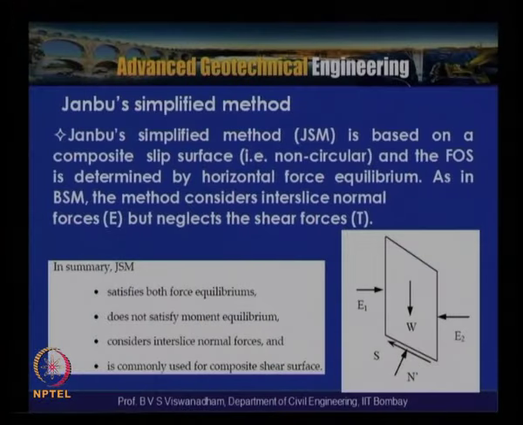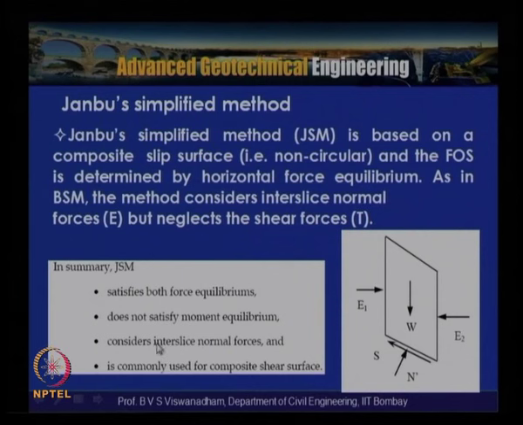And further, we also discussed the Janbu simplified method. The Janbu simplified method is based on a complete slip surface, and the factor of safety is determined by the horizontal force equilibrium. Basically here both horizontal and vertical force equilibriums are satisfied, and it does not satisfy the moment equilibrium.